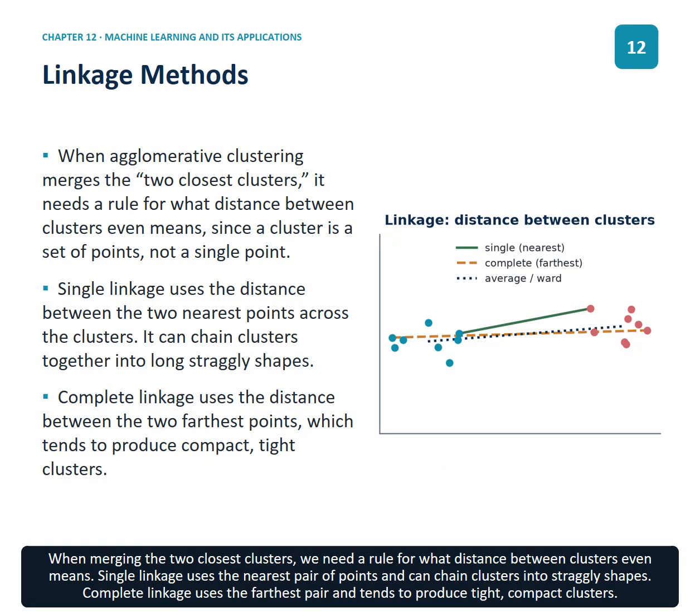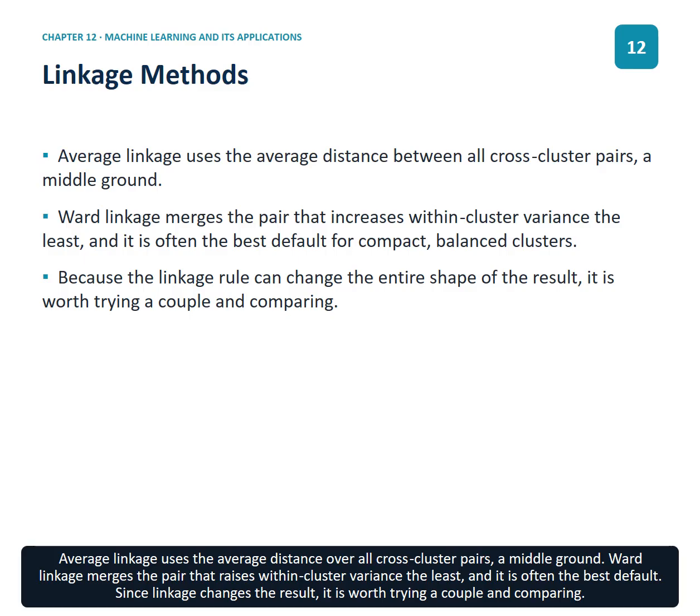When merging the 2 closest clusters, we need a rule for what distance between clusters even means. Single linkage uses the nearest pair of points and can chain clusters into straggly shapes. Complete linkage uses the farthest pair and tends to produce tight, compact clusters. Average linkage uses the average distance over all cross-cluster pairs, a middle ground. Ward linkage merges the pair that raises within-cluster variance the least, and it is often the best default. Since linkage changes the result, it is worth trying a couple and comparing.